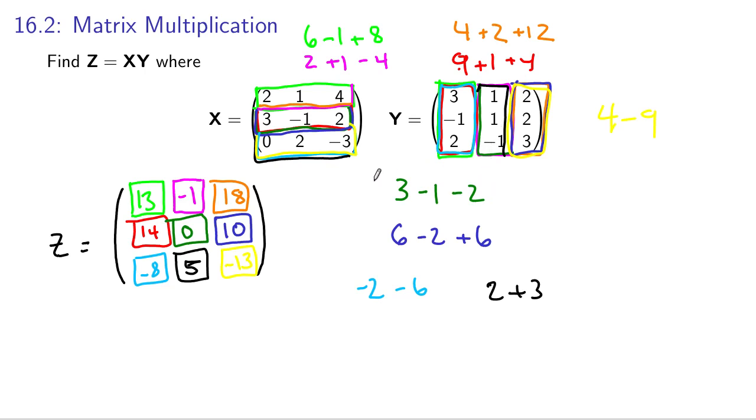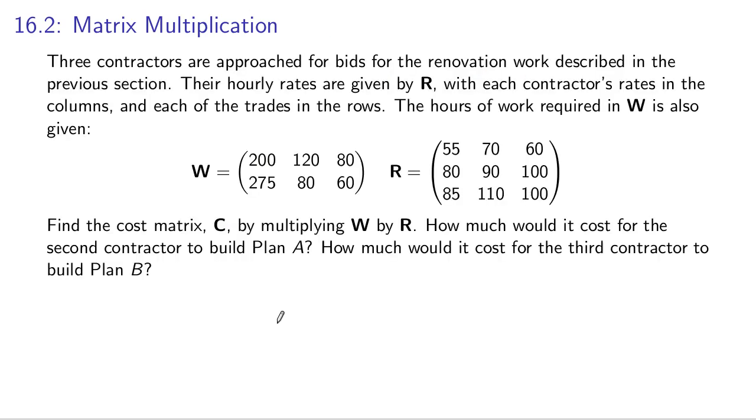Did something too fast there. 2 times 2 is 4. Minus 3 times 3 is minus 9. 4 minus 9 is not minus 13, it's... 4 minus 9 is minus 5. So the answer here is not minus 13, but minus 5. So that's how we do matrix multiplication.